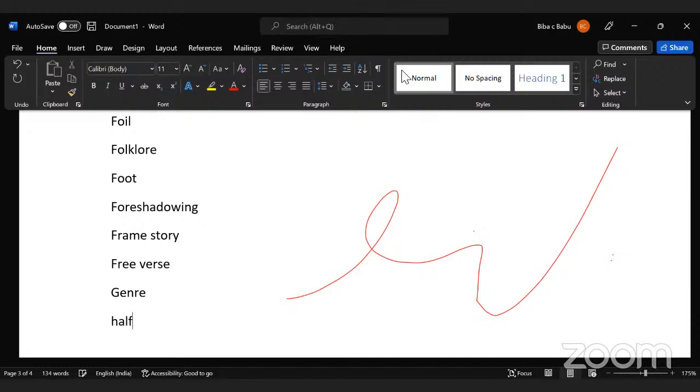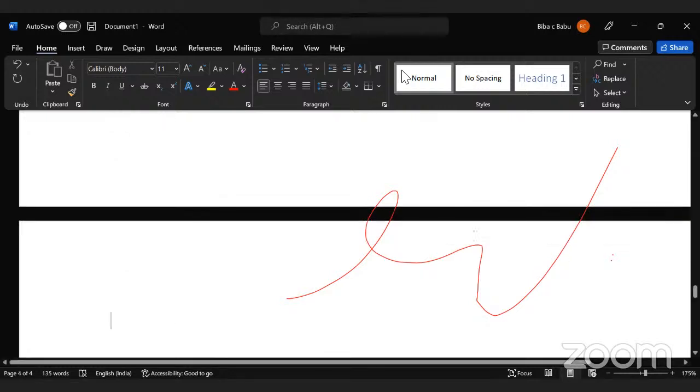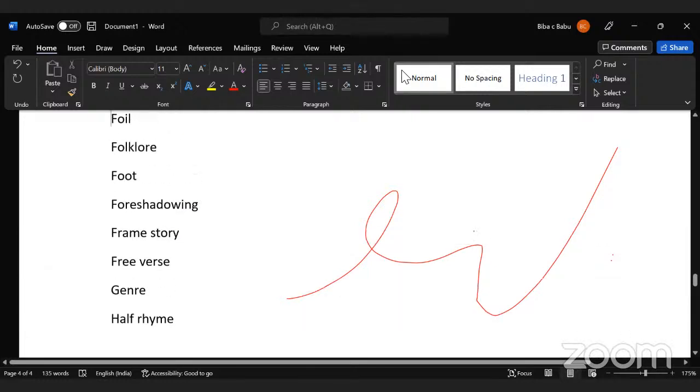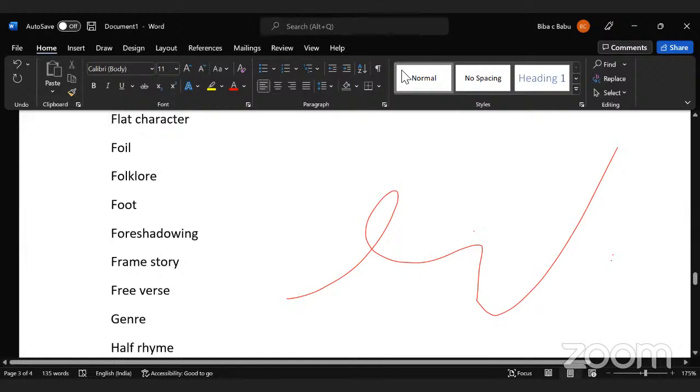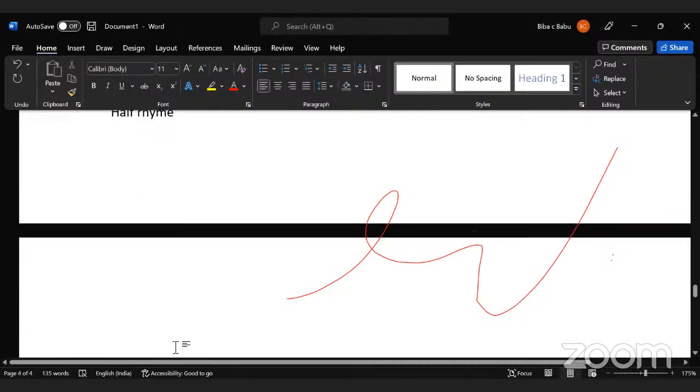Next is half rhyme. Half rhyme is a poetic device in which the stressed syllable of an ending consonants match. So in the ending, we will have a consonant sound, and the ending of the consonant has a stressed syllable. That is called half rhyme.